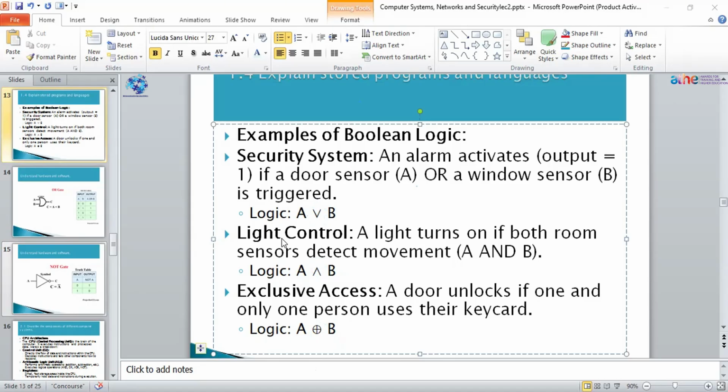Like for light control, a light turns on if both room sensors detect the movement, A and B. If both detect the movement, then your condition will be A and B. Then for exclusive access, a door will unlock if one and only one person uses their key card. So what will be the logic? A XOR B.